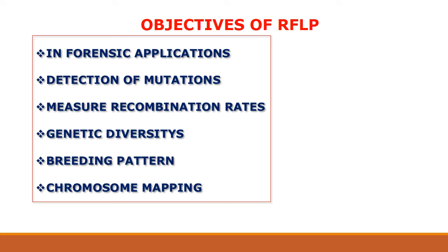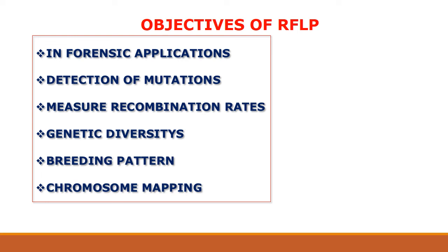Here come the objectives of RFLP. In paternity cases or criminal cases, to determine the source of a DNA sample, that is, it is used in forensic applications; in the detection of mutation, to determine the disease status of an individual; and to measure the recombination rates, which can lead to a genetic map with the distance between RFLP loci.